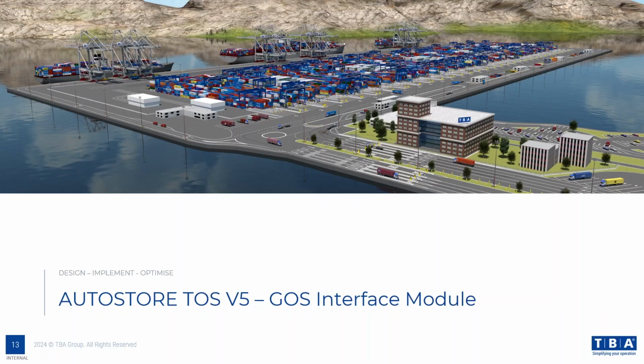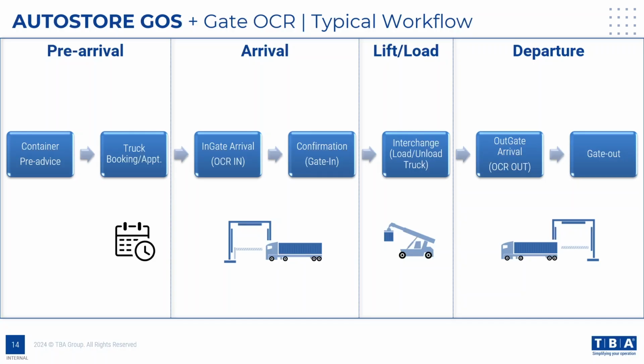All right, so I'm just going to focus in on now our solution within AutoStore TOS v5 for the GOS interface. So looking at a typical gate flow with our system on a manual terminal, just broken it down into its basic stages. So we start with the pre-arrival stage.